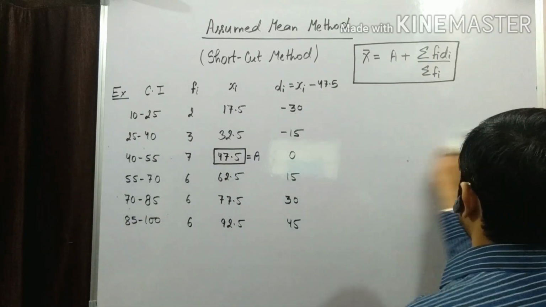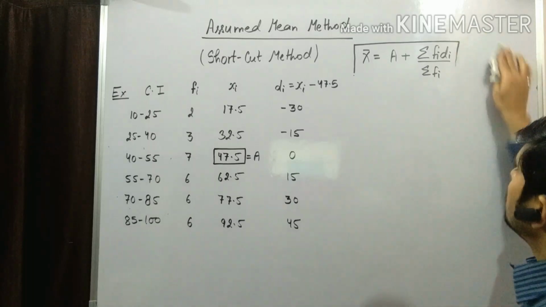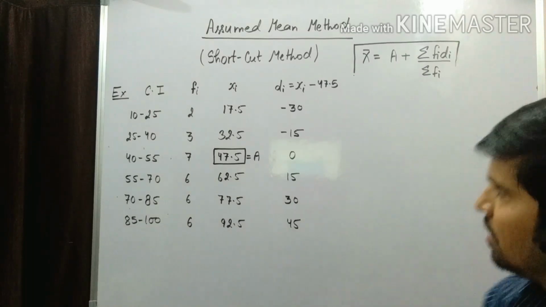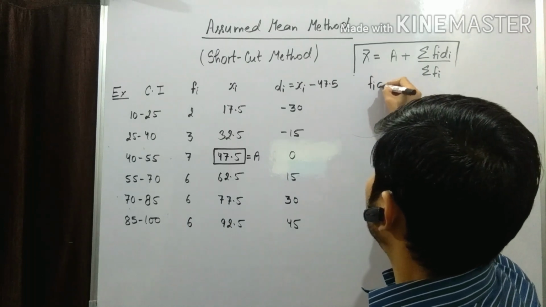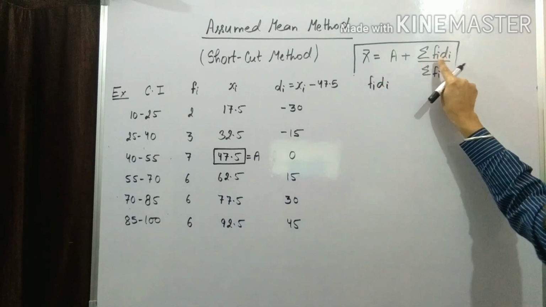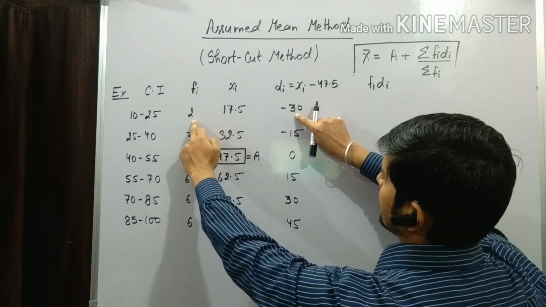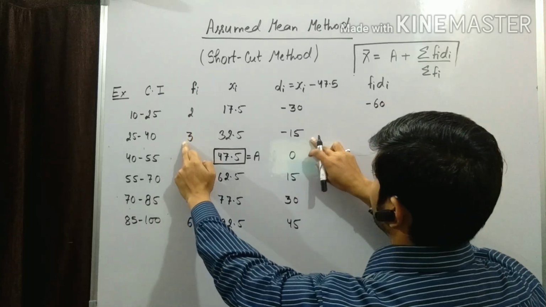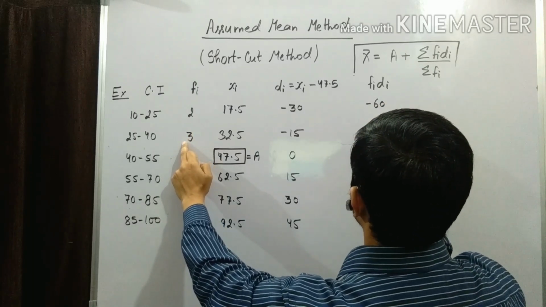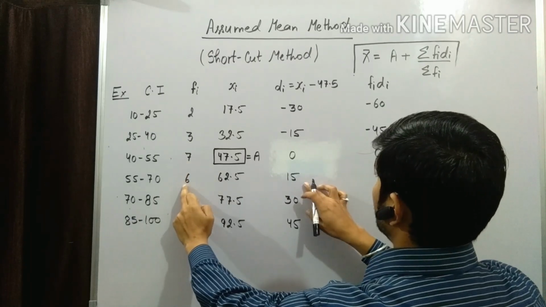Now the next step: we have to find the value of fi into di. We will multiply this fi and this di. This will be minus 60. Multiply this: minus 45. Multiply this: this will be 0.